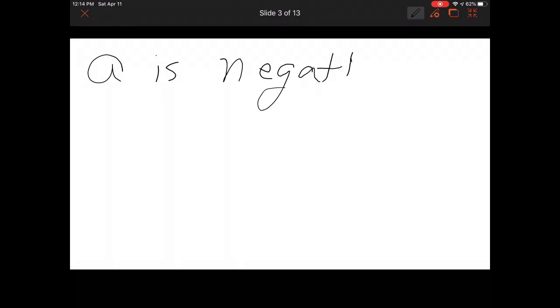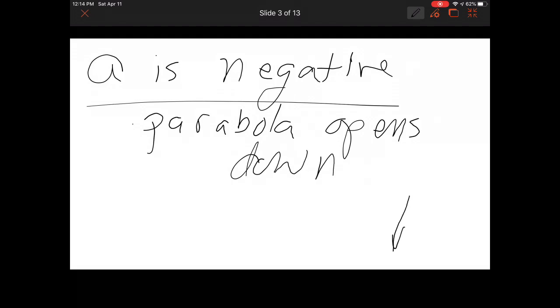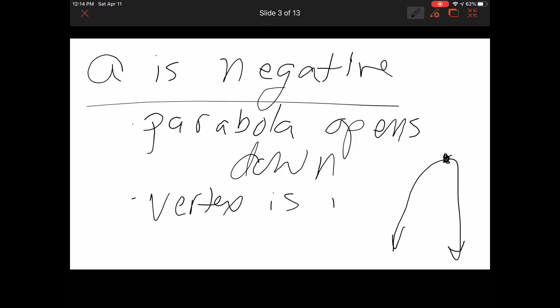If the A is negative, then that parabola will open down. So it'll look like this, all right? And then right here at the top is the vertex, sorry, again, this is new to me. This vertex is a max. It's at the top, so it's at the maximum point of the graph.